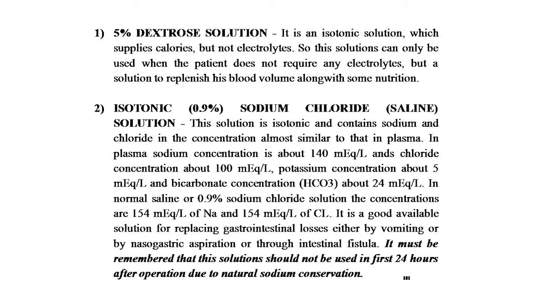Second is the isotonic 0.9% sodium chloride saline solution. This solution is isotonic and contains sodium and chloride in a concentration almost similar to that in plasma. In plasma, the sodium concentration is about 140 milliequivalent per liter, chloride about 100, potassium about 5, and bicarbonate, that is HCO3, about 24 milliequivalent per liter. In normal saline, or 0.9% sodium chloride solution, the concentrations are 154 milliequivalent per liter of sodium and 154 milliequivalent per liter of chloride.